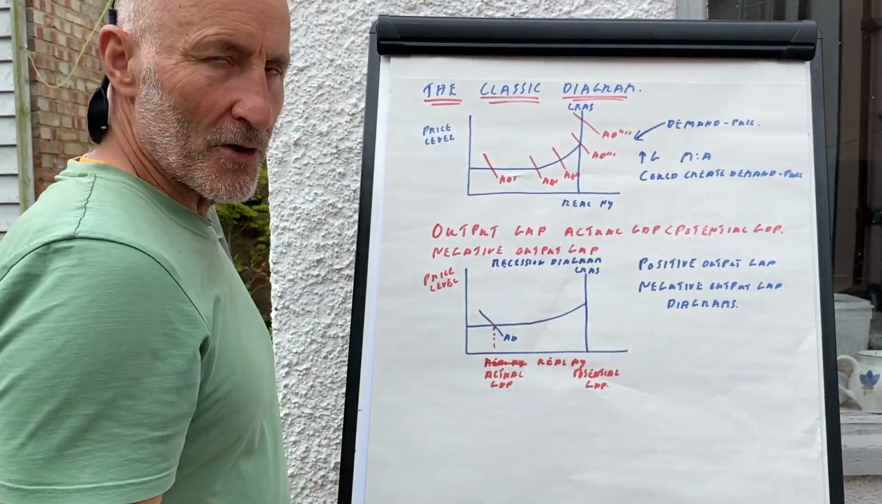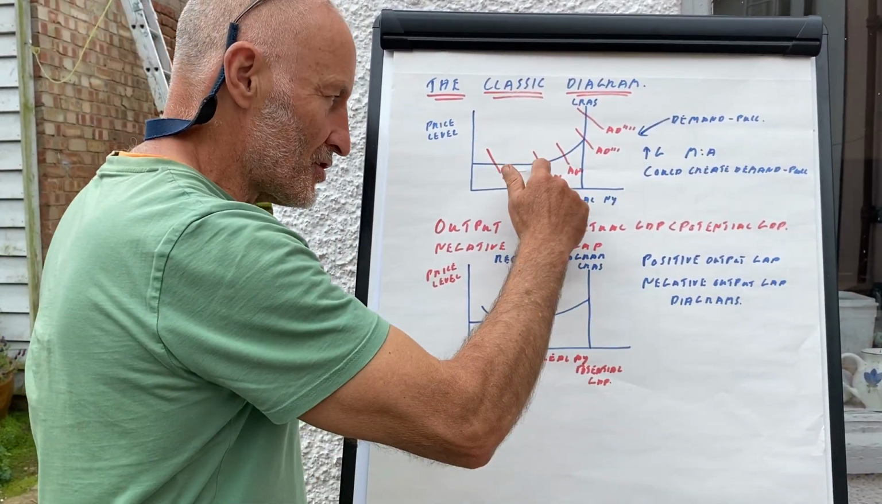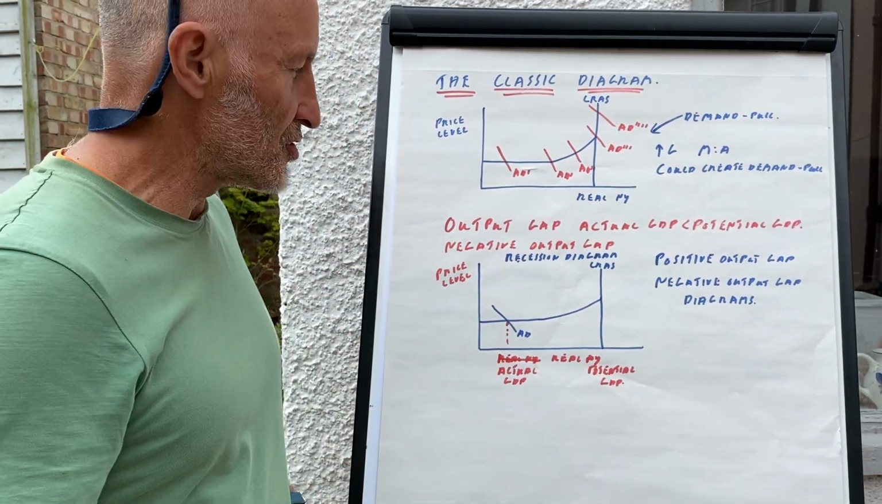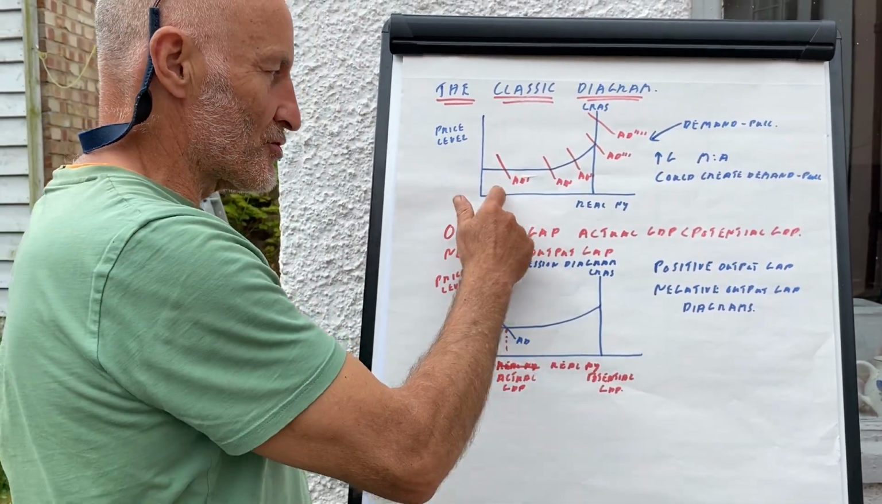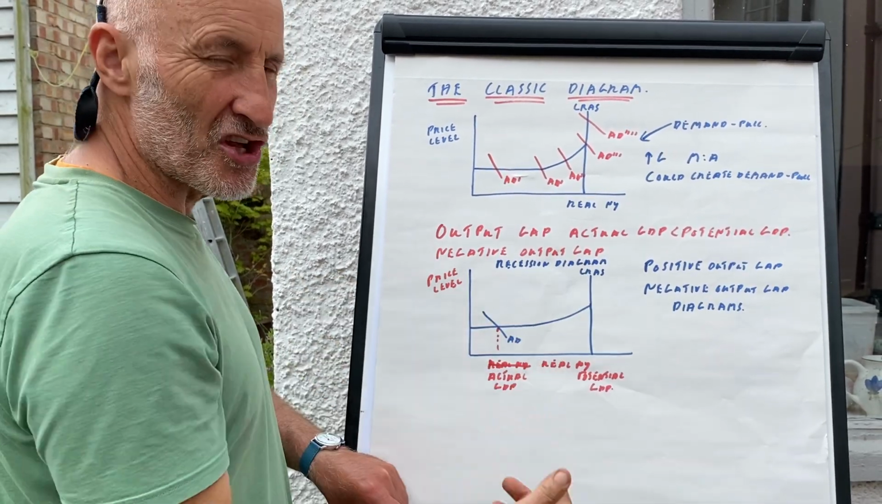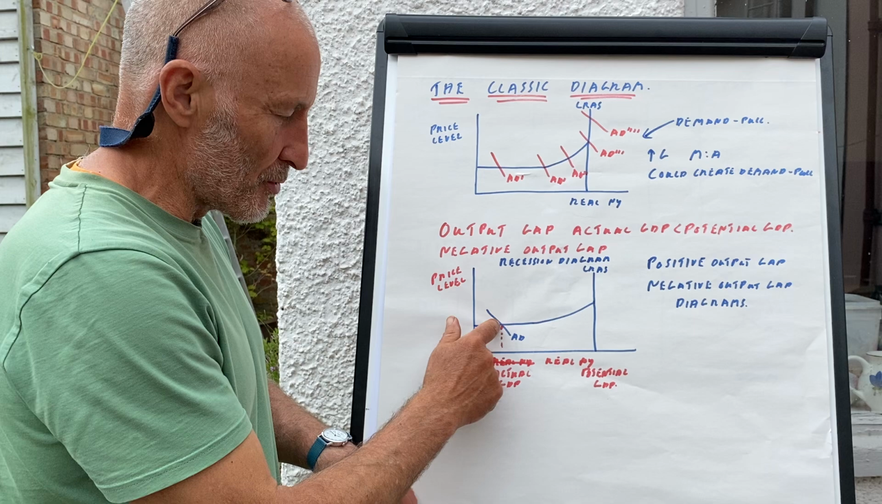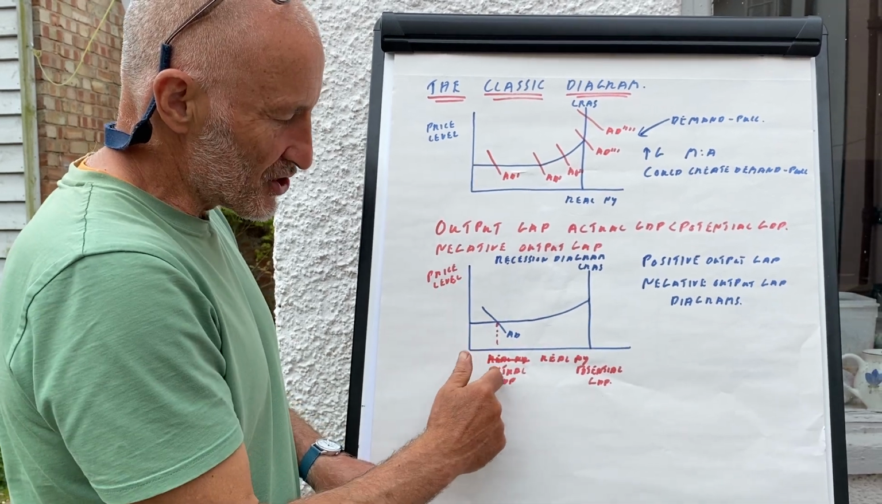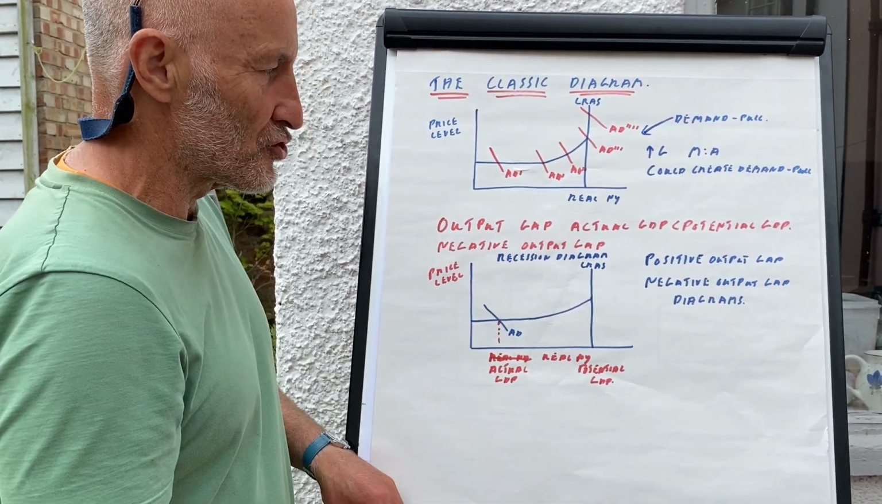Increasing G, multiplier, accelerator. If we don't shift out the AS curve, that will eventually lead to demand pull inflation. If the output gap is really big, we don't really need to worry about it. Remember the output gap? I call this the recession diagram. It's not really called the recession diagram, but if AD is all the way down here, this means that actual GDP is much less than potential GDP.